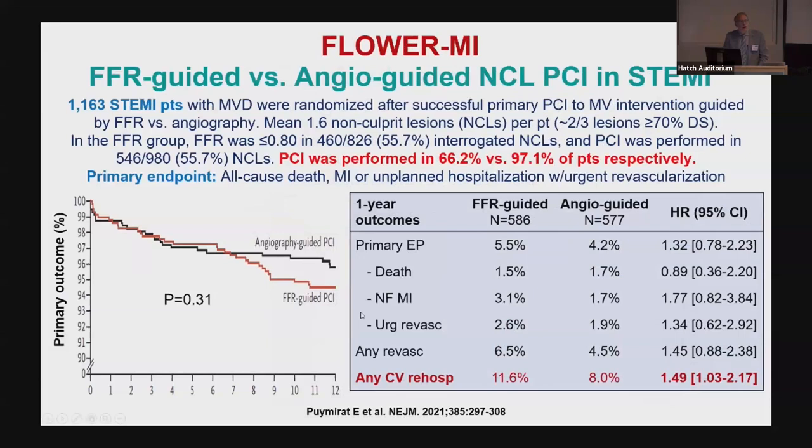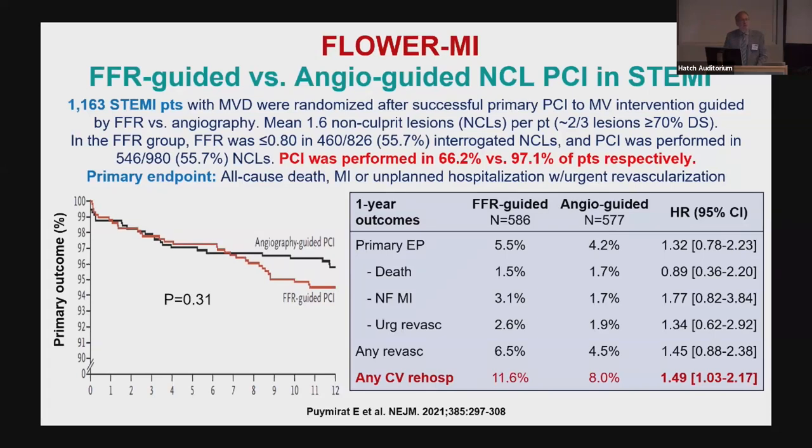Now, in the FLOWER MI trial, which to me was actually the most interesting study of all, these were all patients with STEMI. So these are the hottest patients, who have the most background vulnerable plaques. And I will talk about that a little bit in 10 minutes, but you heard about that from Jagat. And here they took 1,163 patients with recent STEMI, successfully treated by primary PCI, and then they had background intermediate and multivessel disease lesions.